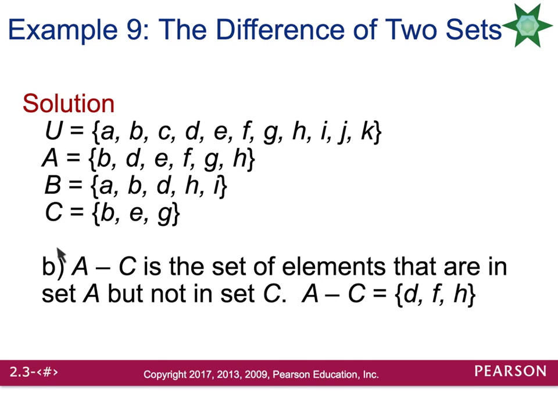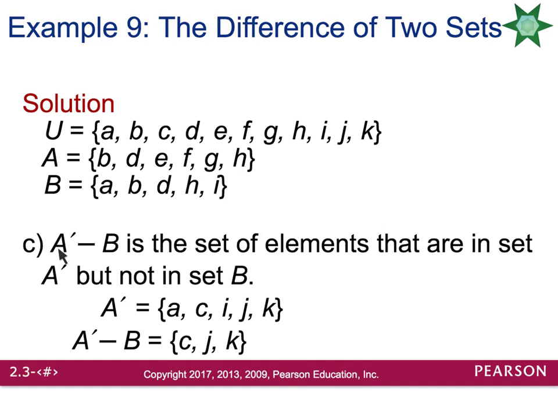Let's look at A minus C, or the difference between A and C. We're looking at everything that's in A but not in C. B is in A but it's also in C. D is our first one. It's in A, but it's not in C. E is in C, so we won't include that. So far we're going to use D. F we would use. G we would not. And H. So it's just D, F, and H. That would be the difference between A and C, or A minus C: everything in A that's not in C, and that's D, F, and H.